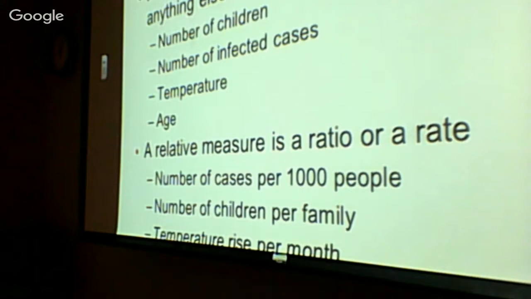A relative measure is a ratio or a rate or something relative to something else. So the number of cases per 1,000 people, that would be a ratio. A rate, technically, is when the denominator has a measurement of time. So an incidence rate would be the number of cases per population per year, right? That's just an etymological grammar Nazi sort of observation. I wouldn't worry too much about that. The important part here is relative versus absolute measures. Number of children per family, that's a relative measure because I have a denominator there, family, and so forth.